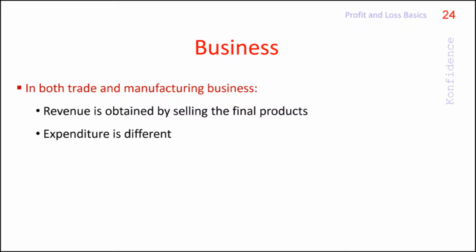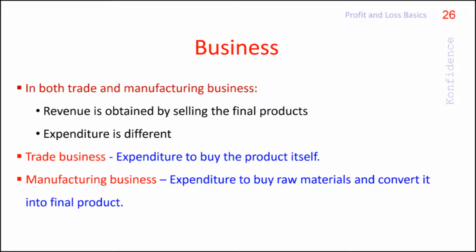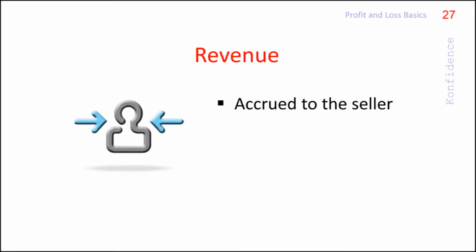Expenditure happens differently in both businesses. In the trade business, the same good is bought and sold. So, the expenditure goes to buy the product itself. In manufacturing, the expenditure goes in buying different products and then converting those into the final product.